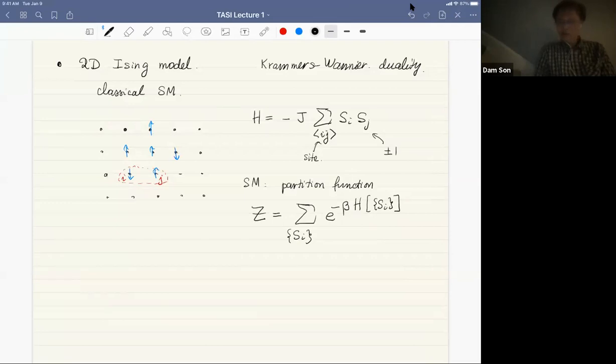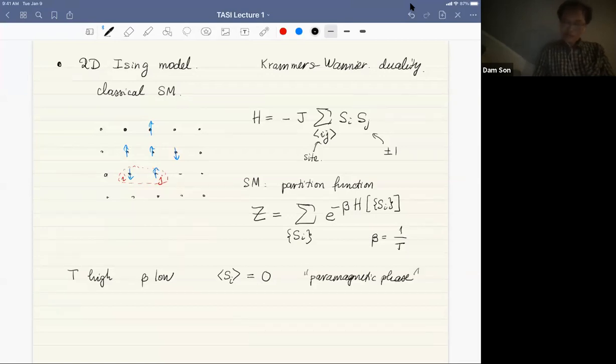So what do we expect from physical considerations? Beta is one over temperature. When the temperature is high, or beta is low, we expect that the spins will be randomized. That is, the expectation value of spin in the Gibbs ensemble would be equal to zero. That is sometimes called the paramagnetic phase. For us, it is a symmetry restored phase. We have a symmetry here. The symmetry is a Z2 symmetry.